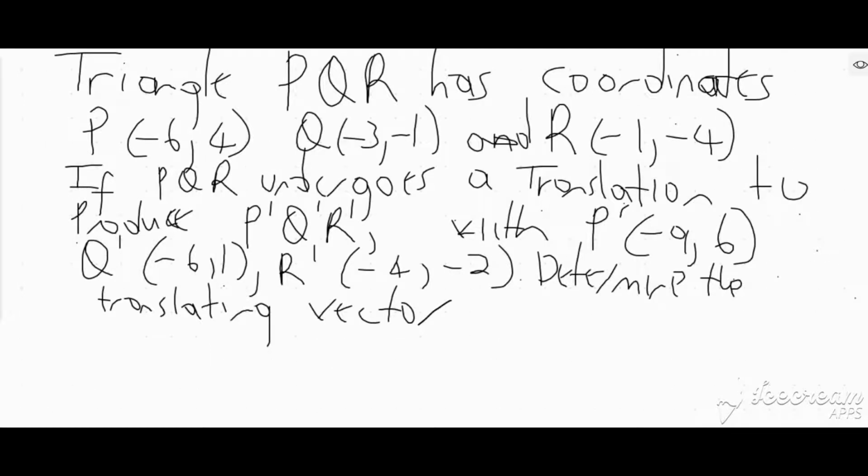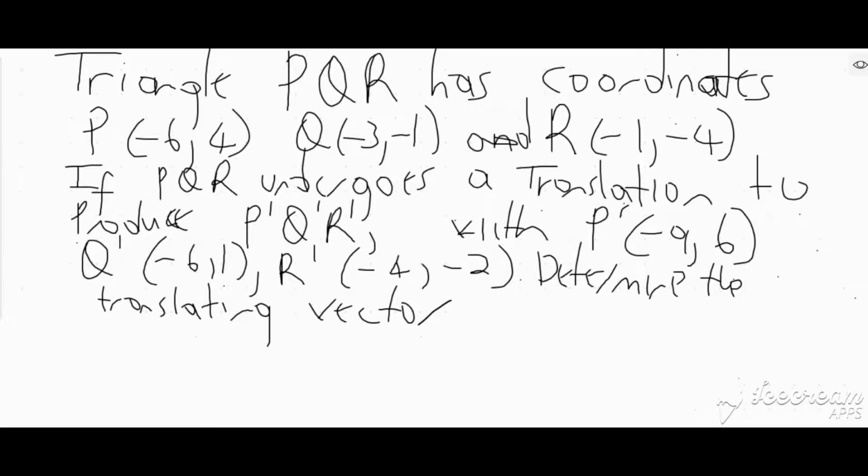Here's a typical question. Triangle PQR has coordinates P(-6, 4), Q(-3, -1), and R(-1, -4). If PQR undergoes a translation to produce P prime, Q prime, R prime, and that is the image there, with P prime having coordinates (-9, 6), Q prime (-6, 1), R prime (-4, -2), determine the translating vector. Now, because the translating vector is the same for all the points, all we simply need to do is pick a point from the object and pick the corresponding point from the image.